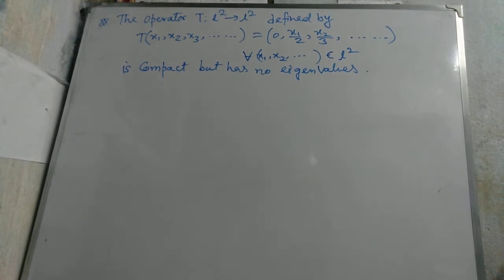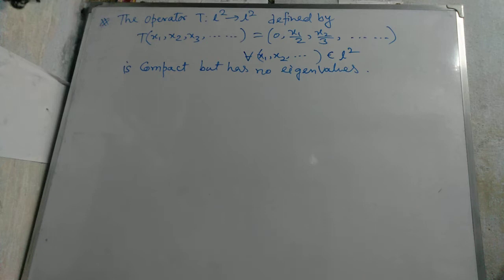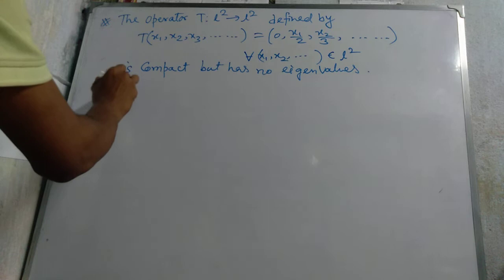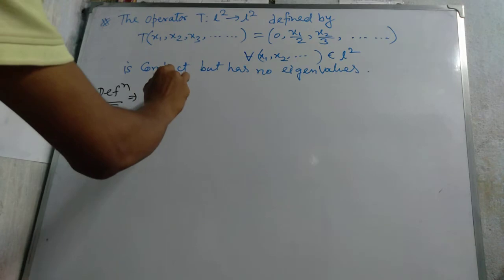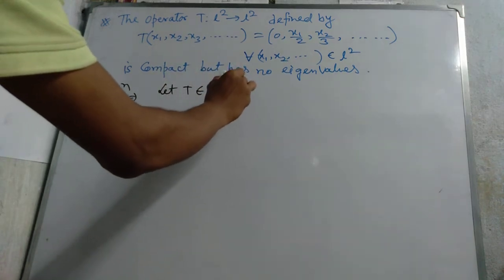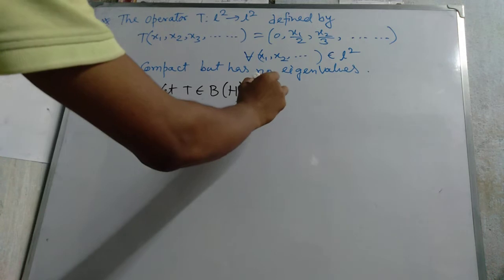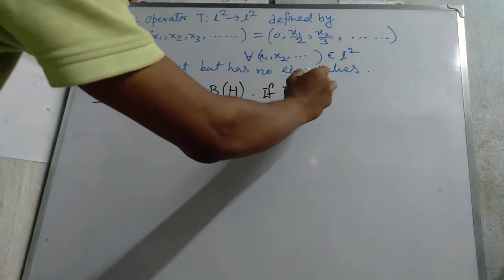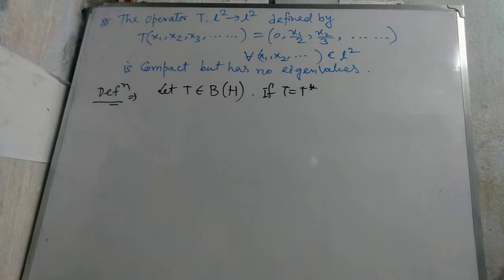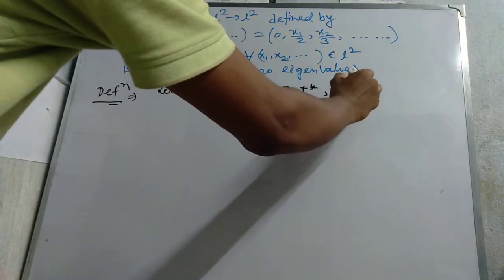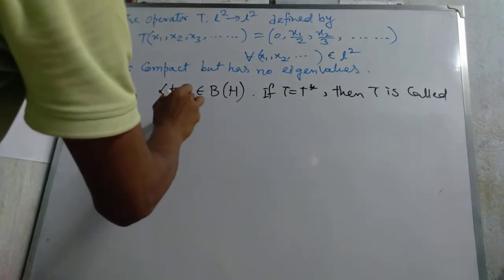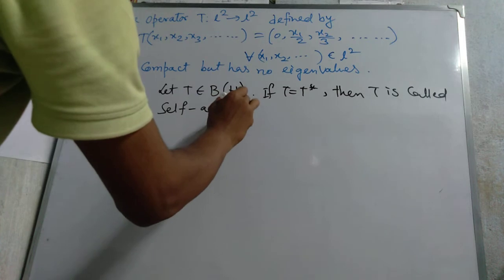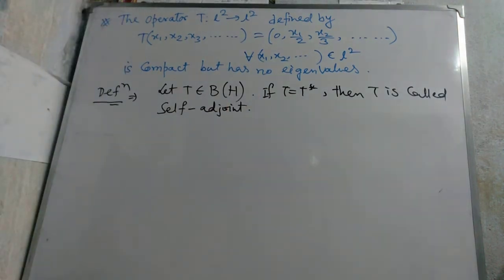Next we discuss another example. We write some definition. Let T belonging to BH, a bounded linear operator from H to H. If T equals the adjoint of T, then T is called self-adjoint. We know about that.